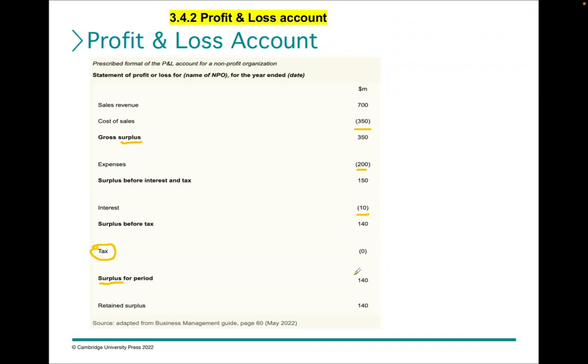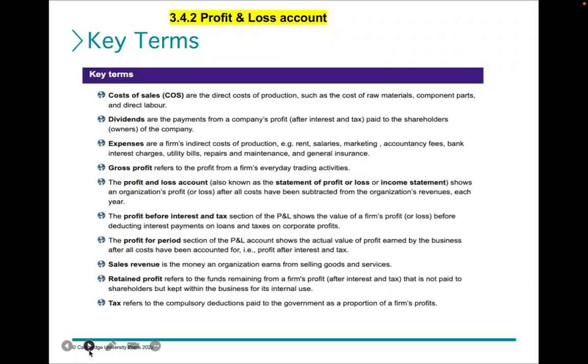So that's 125, so 115 against 140. But this is surplus. No one's taking this money on. It's because of the cause for which the business is running. Key terms, it will take time, and you probably have to read it again and again.